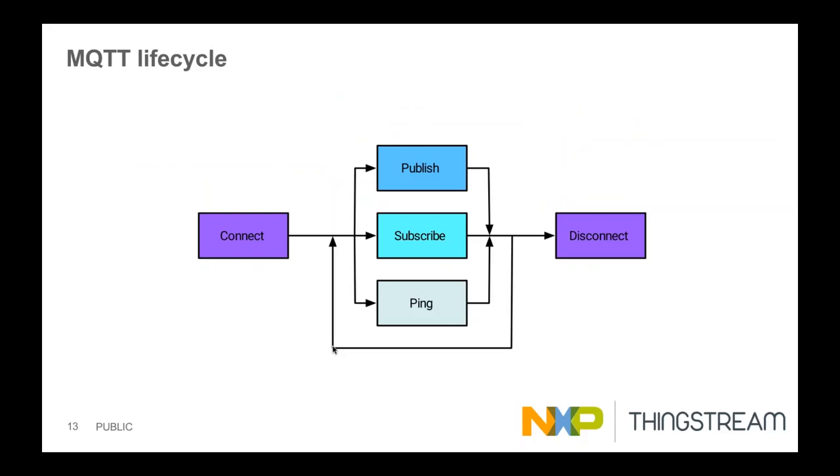Now, the normal MQTT lifecycle is pretty straightforward. An MQTT device would connect to what's known as an MQTT broker. So that's the thing that manages all of that structure of topics. And then it will do one of three things. It can either publish data to a topic, it can subscribe to a topic, or it can basically just ping the server to say that it's alive.